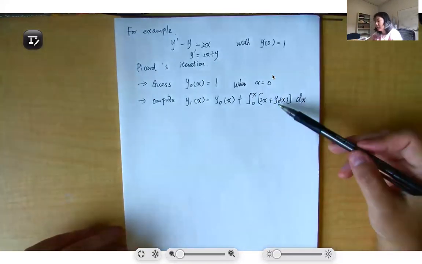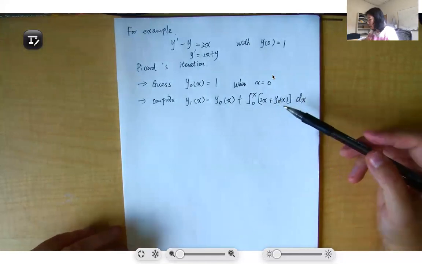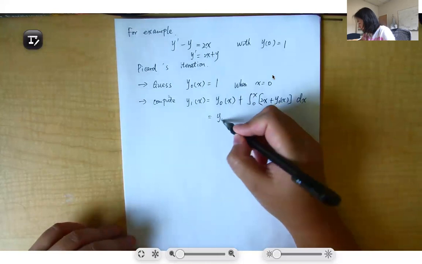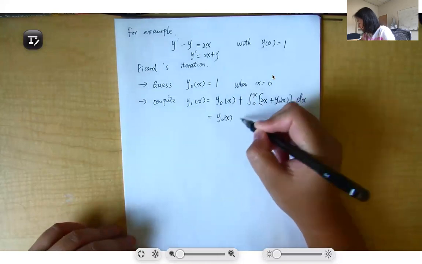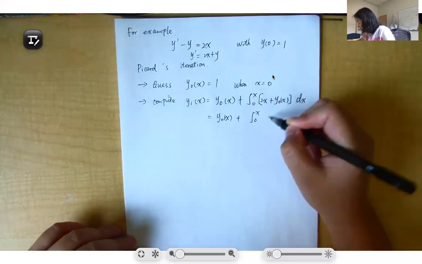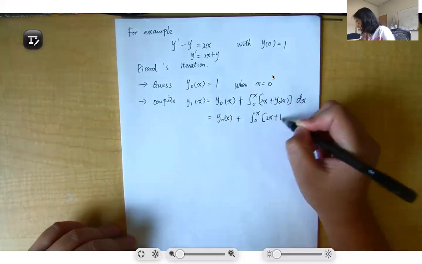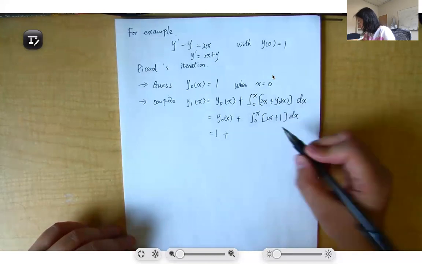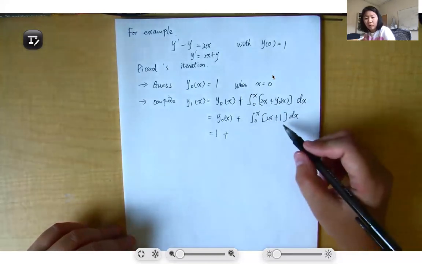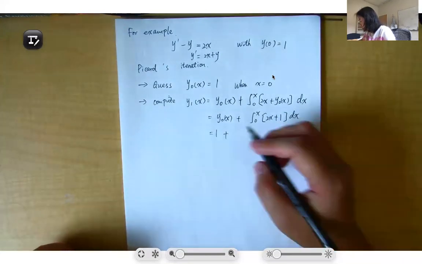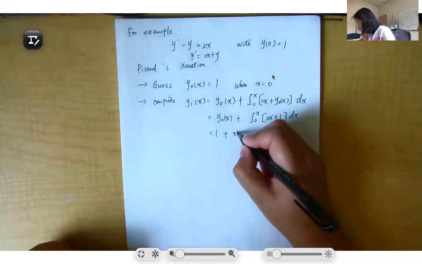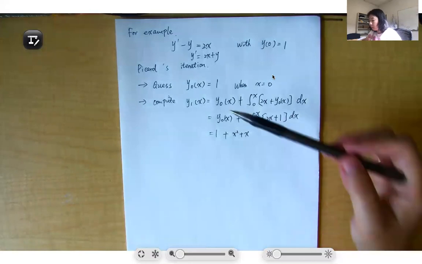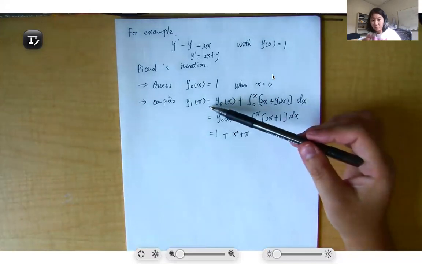And you already know this y0(x) is 1. So we can get y1(x) = y0(x) plus the integral from 0 to x of (2x + 1) dx. y0(x) is 1 plus, this integral is pretty simple, so you can integrate it by yourself, which is x squared plus x. So that is the form when you compute the Picard iteration, the first step.